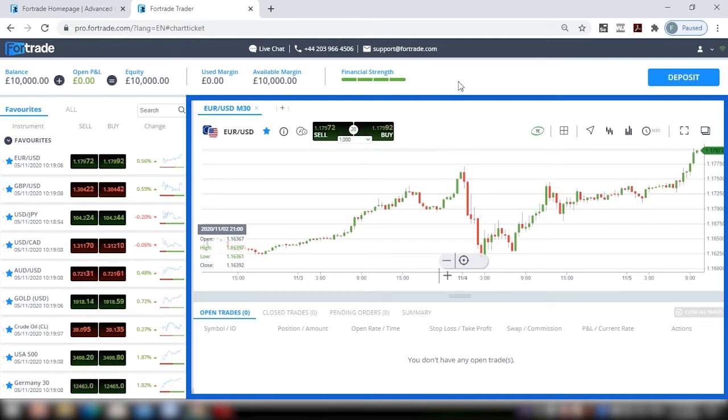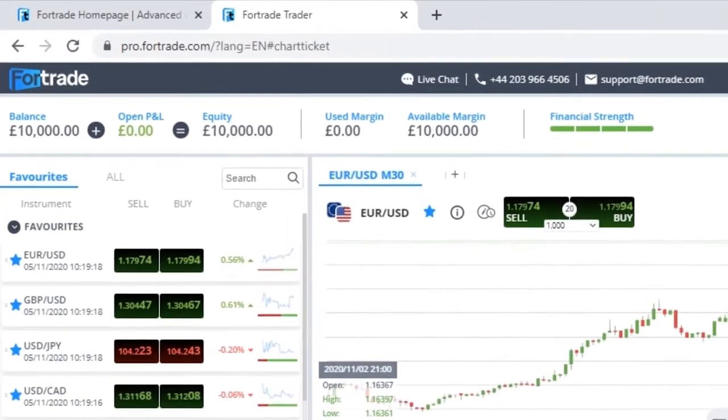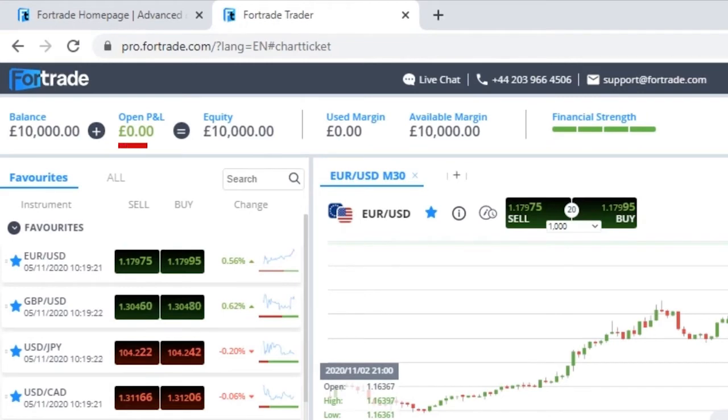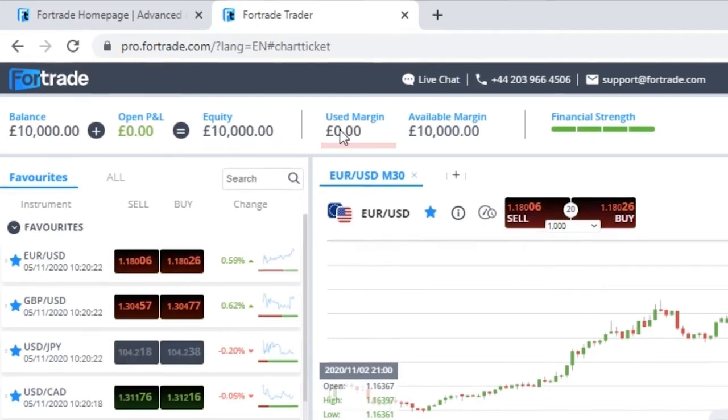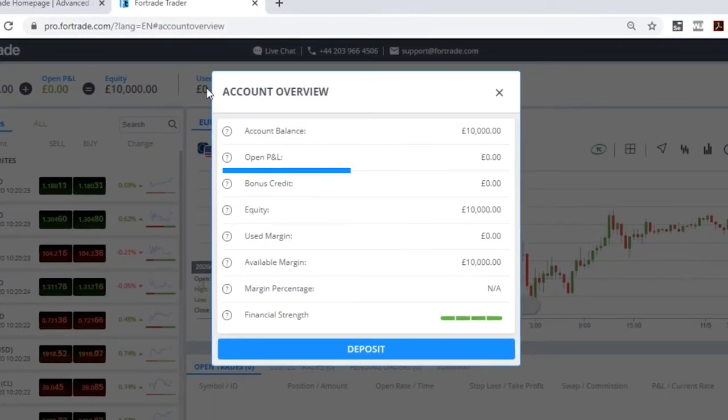Right now we are in practice mode, and you would have 10,000 virtual US dollars to trade with in a real-life trading environment. This is your account balance. Next to this you can see Open P and L, Equity, and then Used Margin. By clicking on Used Margin, you can see Open Profit and Loss, the current state of your open trades, and equity that represents the amount of money that you are left with and that you can still activate.